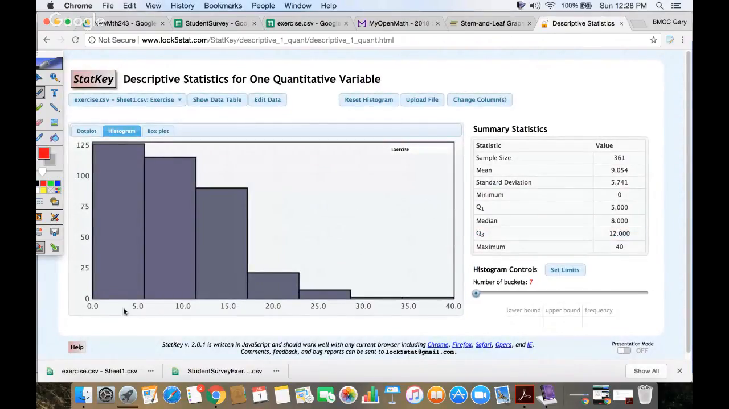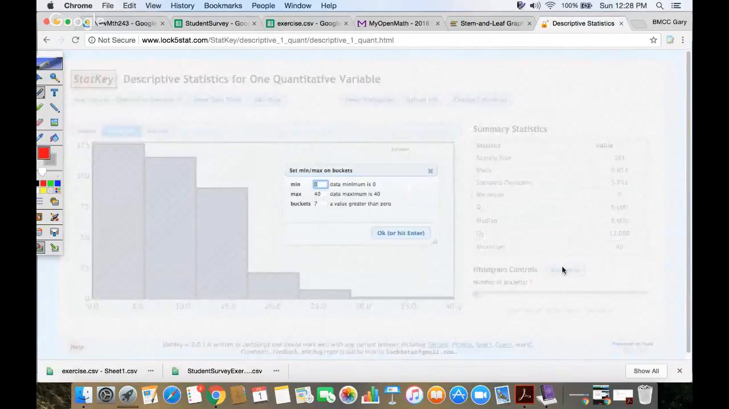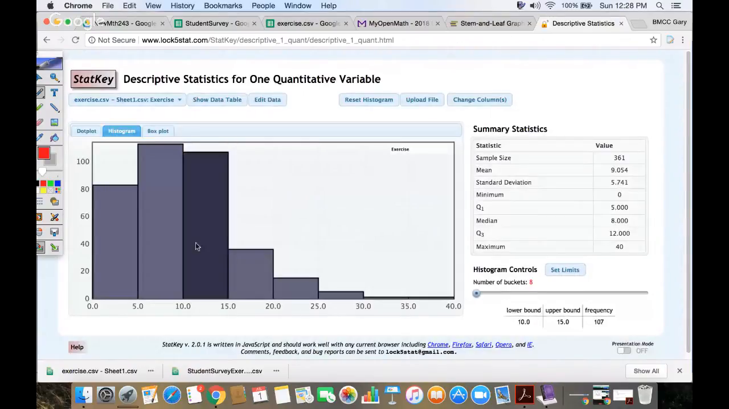So I'm going to choose, since they're going 5, 10, 15, 20. If you take 5 into 40, you get 8. So if I set the number of buckets to 8, then my column divisions will line up with their axis. No big deal. I can tweak that a little bit, but not too much here. So here's one version of the histogram.